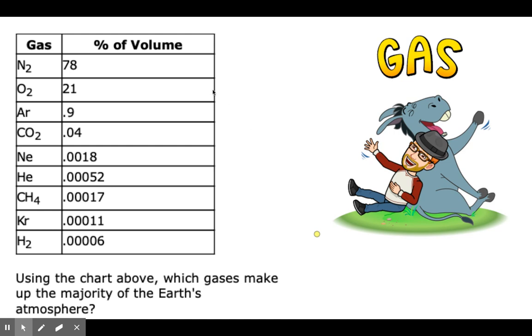Well, the majority is the most. So the most is 78 and 21, and it goes down. Look, they have it in order. What could be simpler? So the answer would be nitrogen and oxygen. Maybe they would include argon. They might include argon in there, but definitely the answer would have to be including nitrogen and oxygen.